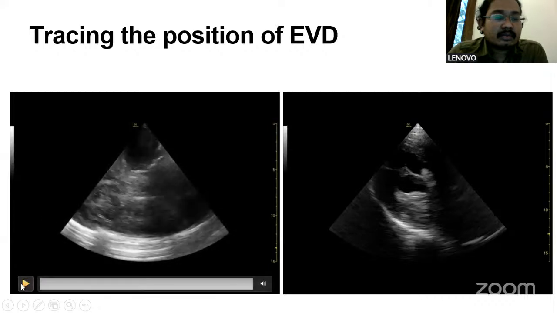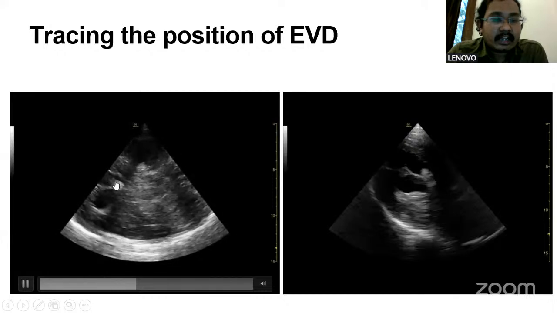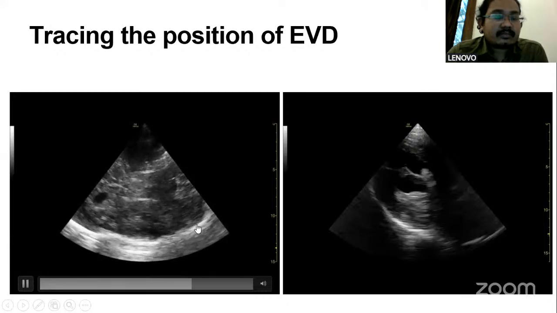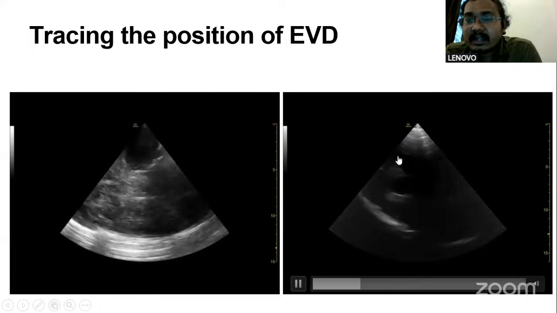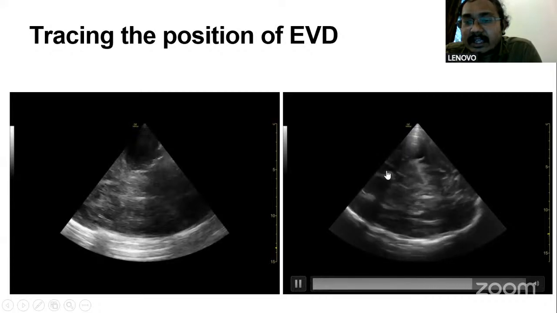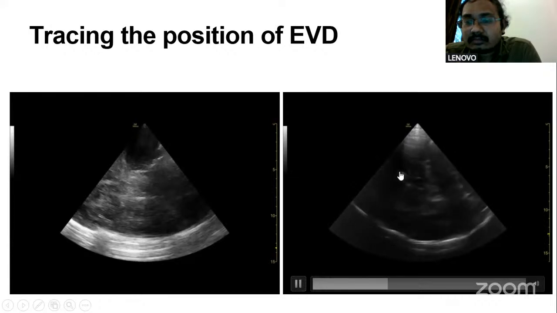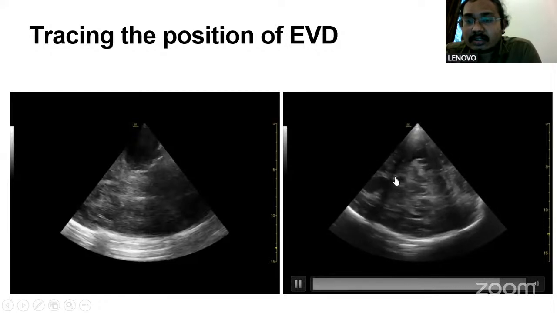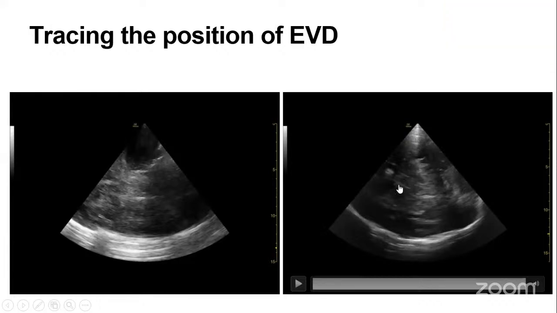So again, I would play this. You can see that the EVD is coming into the lateral ventricle. Then after entering the lateral ventricle, the EVD is trying to sit in the third ventricle. You can see this is the tip. The tip is sitting in the third ventricle.